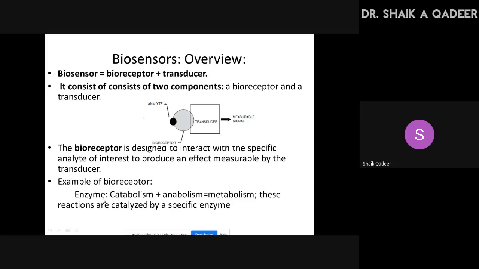I am taking an example of an enzyme present in our body. What is an enzyme doing internally in our body? Playing the role of a catalyst, helping in performing some chemical reaction. Now I am going to the next slide.